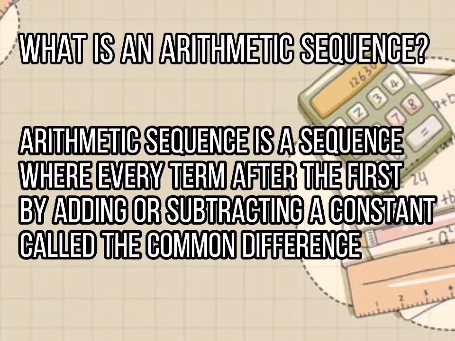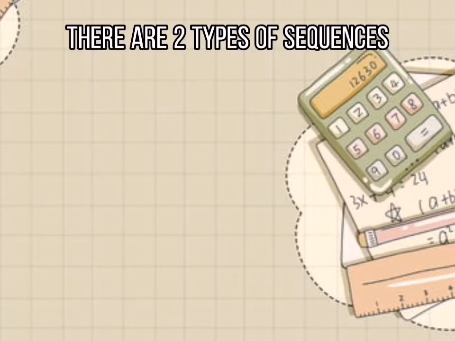Like what I said in my intro, today I will be teaching you about the arithmetic sequence. So first of all, what is an arithmetic sequence? An arithmetic sequence is a sequence where every term after the first one is obtained by adding or subtracting a constant called the common difference. There are two types of sequences.